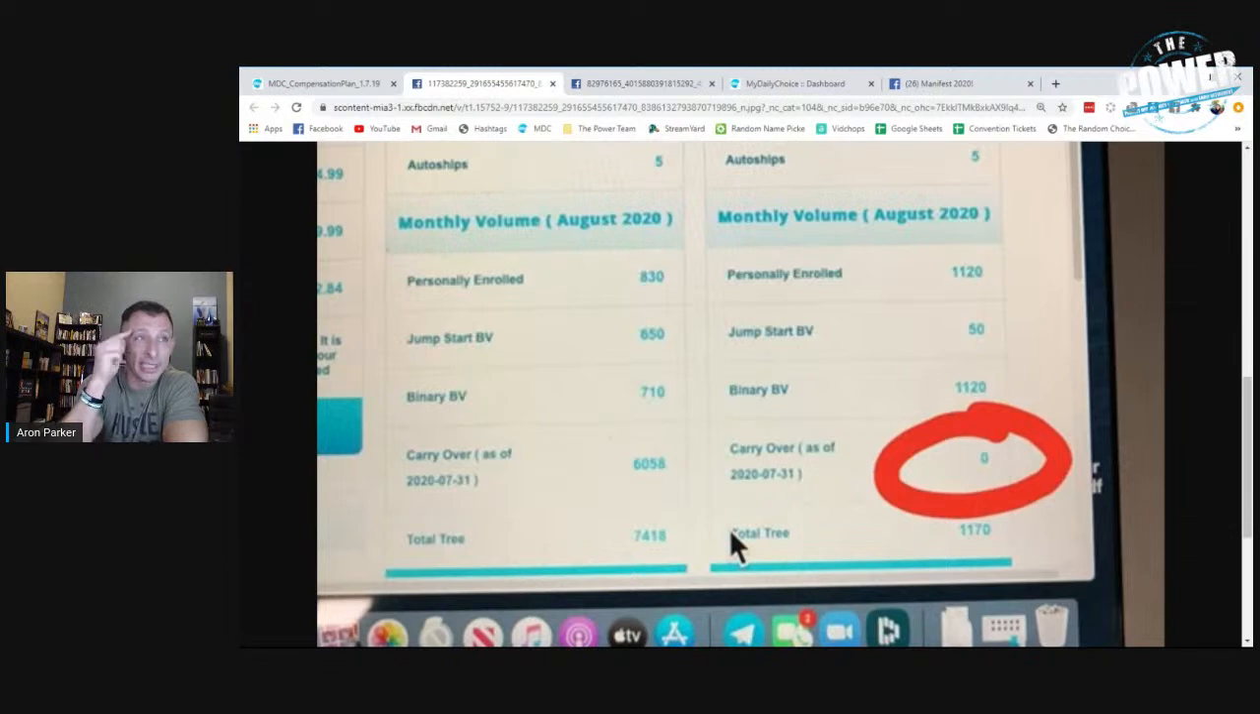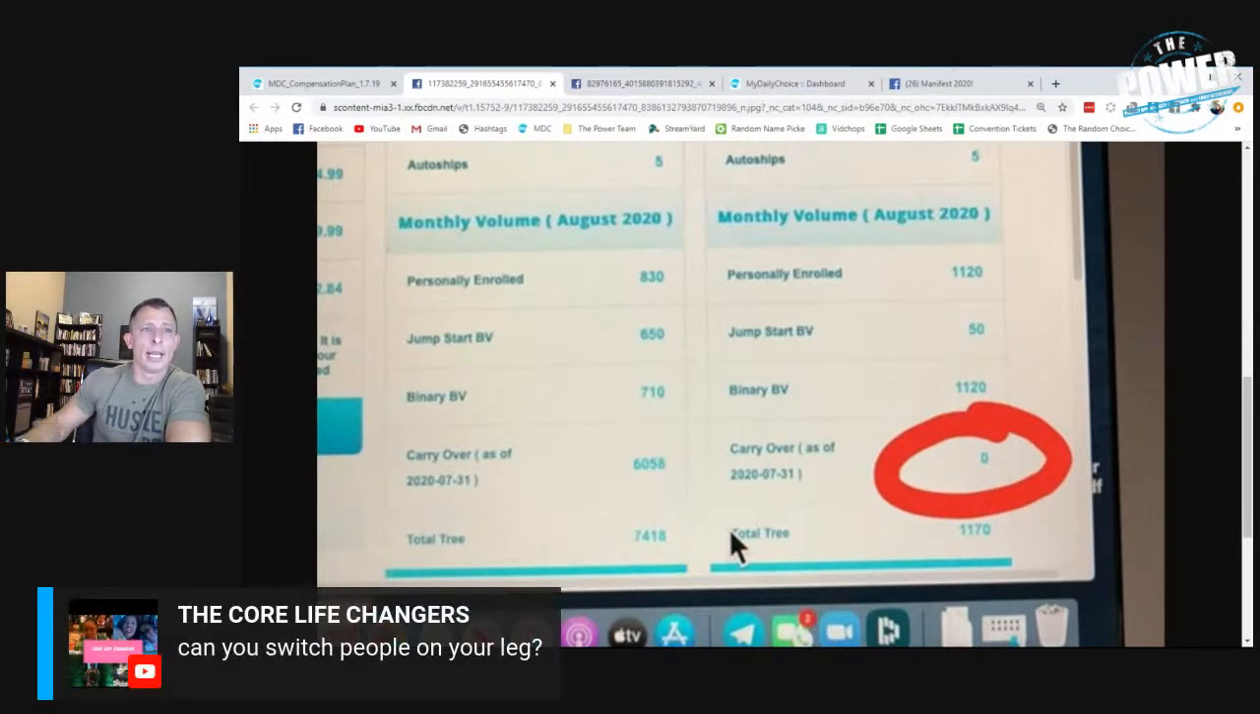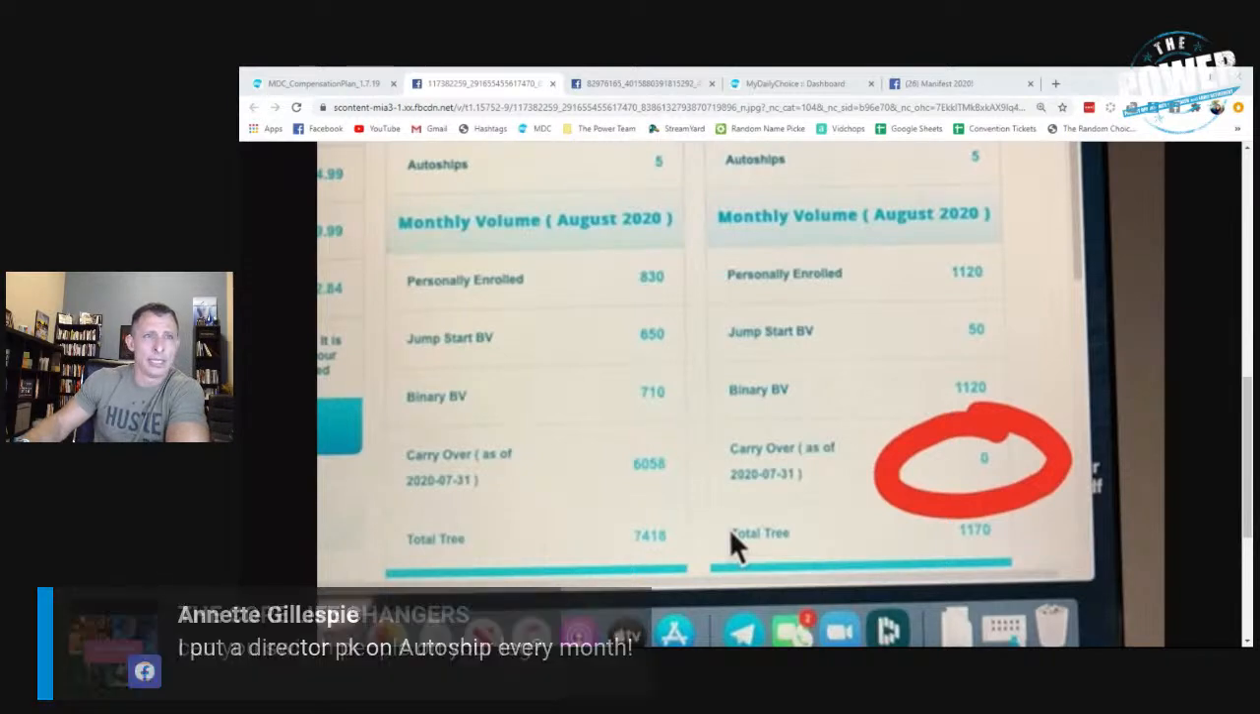And that way you can actually see exactly what you need to be able to get binary qualified. Okay? Can you switch people on your leg? No, you cannot switch people. You cannot move people. That is not allowed, not possible.